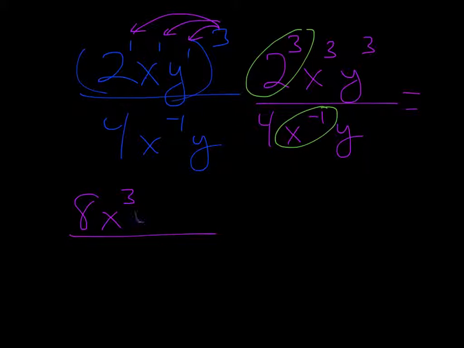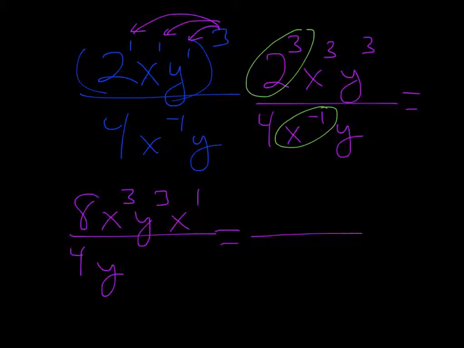X to the third, y to the third. They didn't change places. I have a 4 and I have a y on the bottom. But this x to the first has to go to the top. So all I did here was I moved this x to the first to the top because it was negative. Okay? So I can simplify.